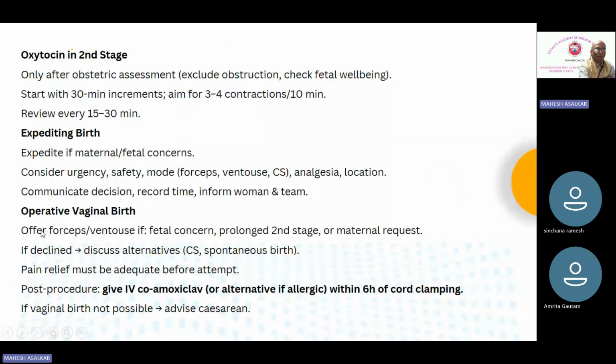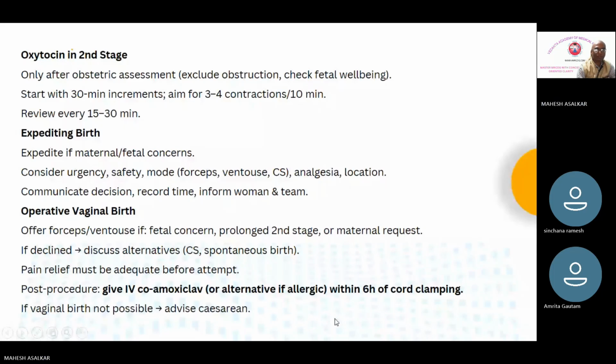Operative birth. Offer forceps or ventouse if there are fetal concerns, prolonged second stage, or maternal request. If it is declined, discuss alternatives. Okay. Pain relief must be adequate before attempt. Post procedure, give co-amoxiclav IV, or an alternative if allergic, within 6 hours of the cord clamping. If vaginal birth is not possible, advise cesarean section.